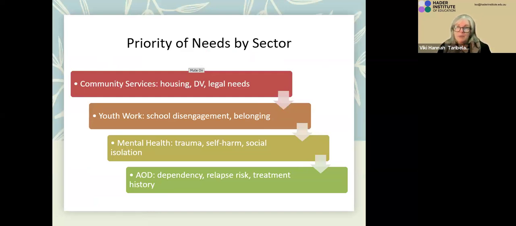So priority of needs by the sector. So community services, what are your clients going to ask for? Things like housing, DV support, legal needs. If it's youth work, it's usually school disengagement, behaviours of concern and belonging. Mental health, it can be trauma, self-harm, social isolation. If it's addictive type behaviours or AOD, dependency, relapse, risk and treatment, or your client might have every one of those things happening for them, because as a diploma community services, your work is very broad. So you actually need to know a little bit about every other area as well.